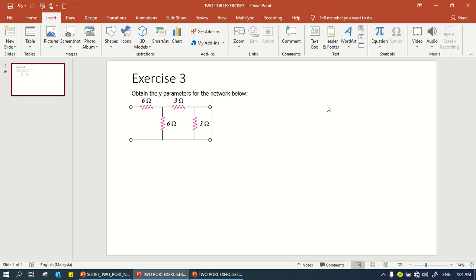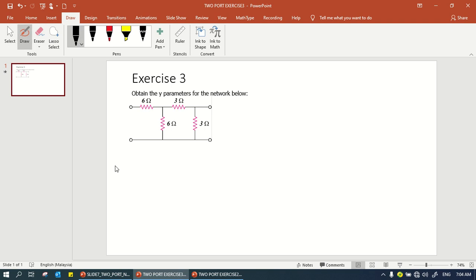Itu exercise ketiga. Kita nak kira y parameters. Okay, y parameters macam z juga, tapi y ialah 1 over z. Okay. So, y parameters ialah y. Y sama dengan y11, y12, y21, y22.